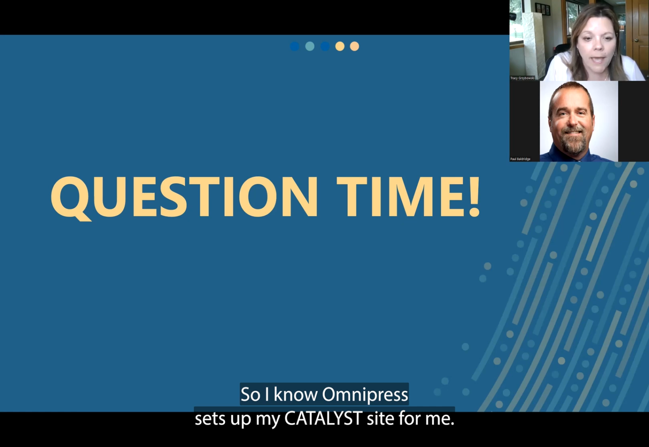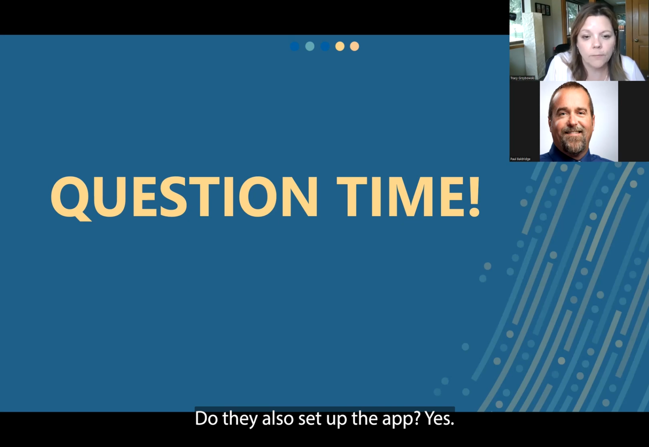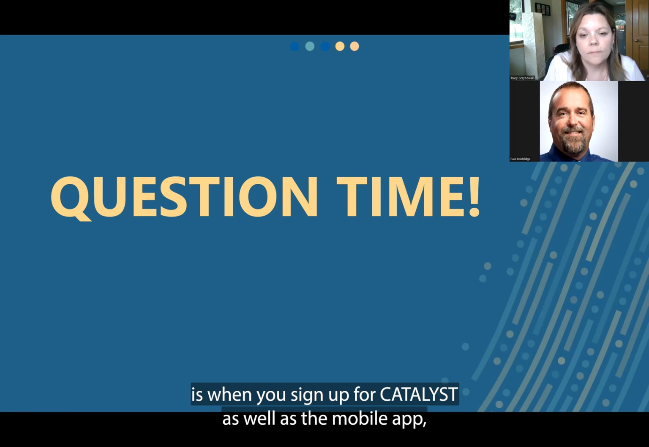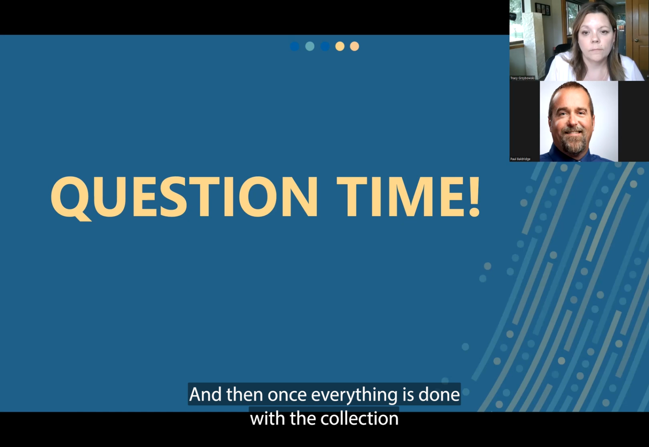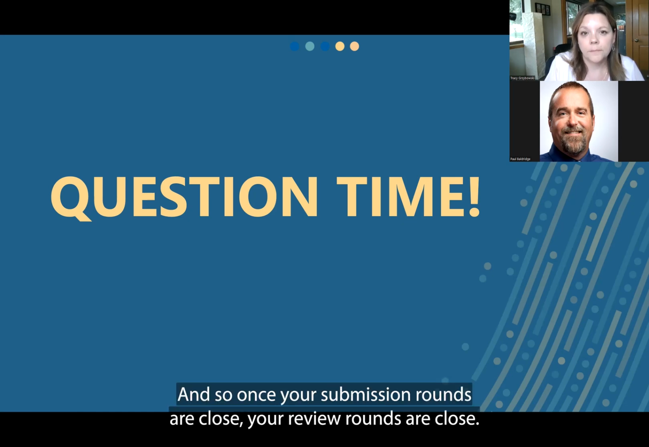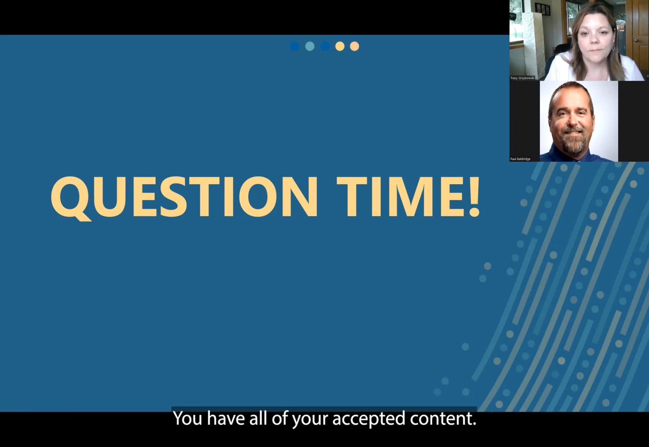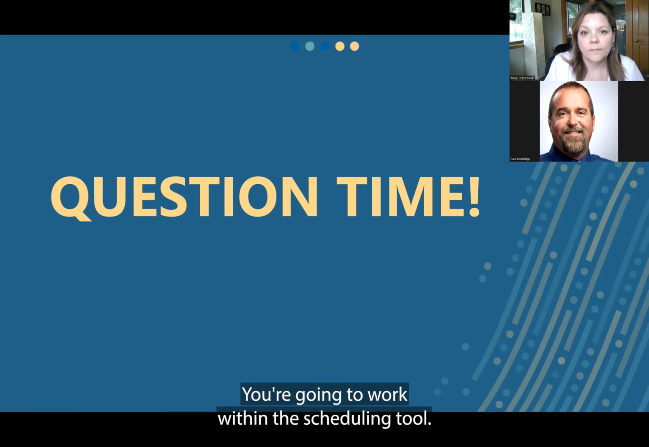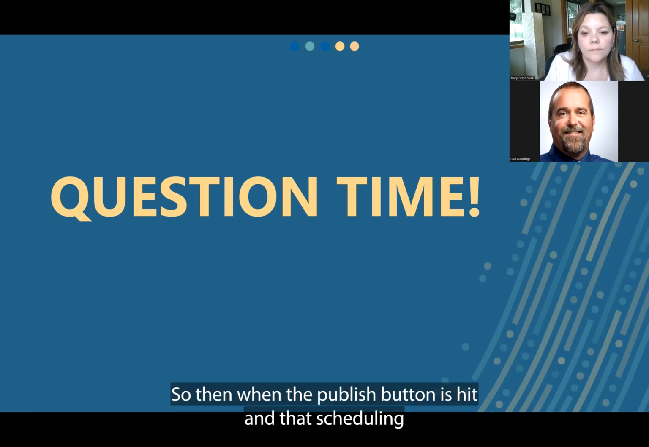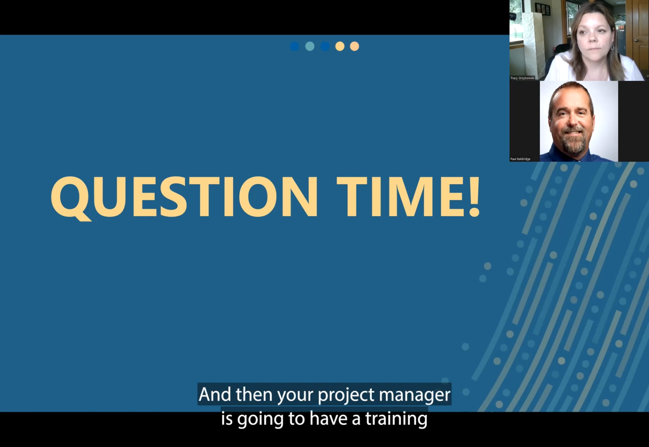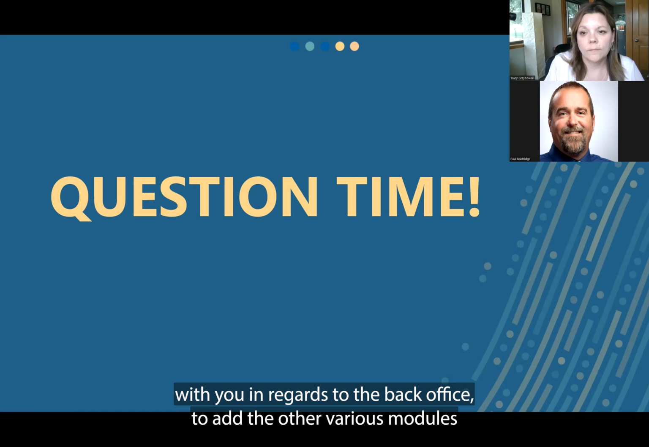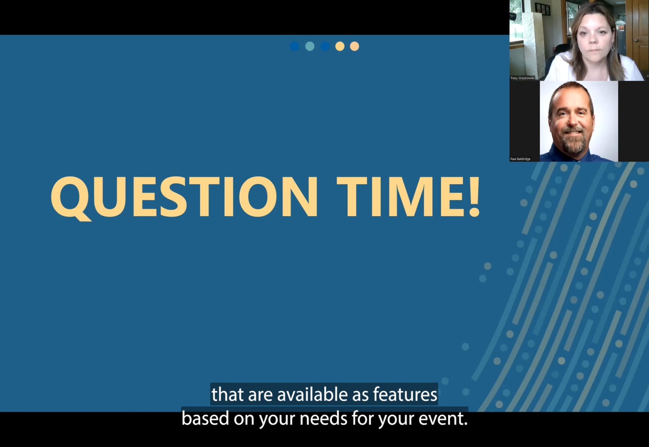Right now it looks like we have one more question. I know Omnipress sets up my Catalyst site for me. Do they also set up the app? Yes. When you sign up for Catalyst as well as the mobile app, your project manager is going to be very instrumental in working with you to build out your collection site. Once everything is done with the collection site, it's going to go to the scheduling tool. Once your submission rounds are closed, your review rounds are closed, and you have all of your accepted content, you're going to work within the scheduling tool. As you're doing that in concert, we set up the shell of the mobile app. So when the publish button is hit and that scheduling information is synced to the mobile app, all of that is going to be there. Then your project manager is going to have a training with you in regards to the back office to add the other various modules that are available as features based on your needs for your event.